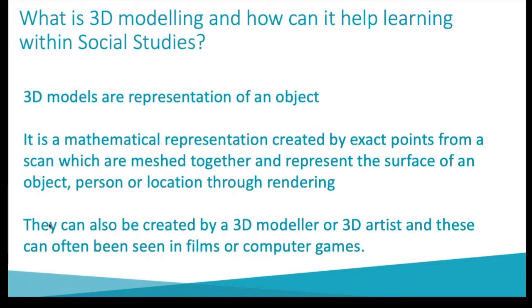So the 3D models are a representation of an actual object. It's mathematical and it's created by exact points which are taken from a scan and are then meshed together to create the representation of a subject, a person, or even a location, as I've spoken about. It can be created by people known as 3D modelers. They're also known as 3D artists.